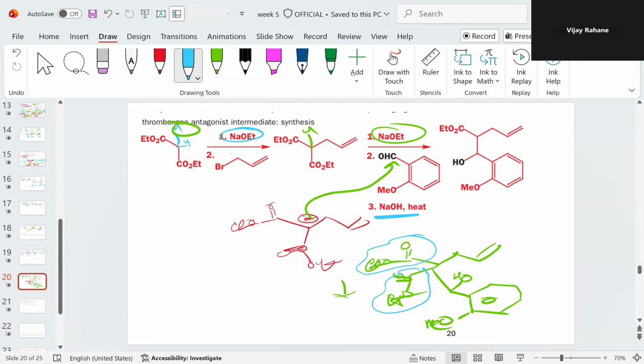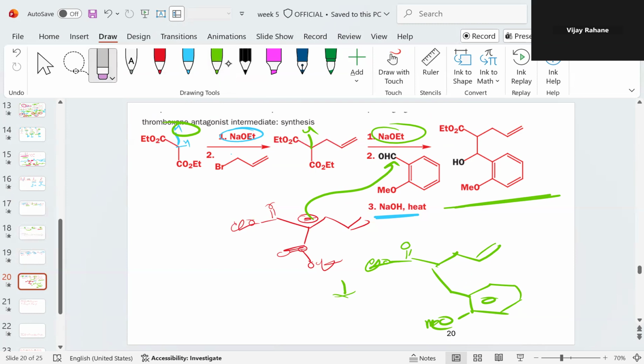So what happens in terms of NaOH and the base? The decarboxylation reaction, as mentioned earlier, occurs, and we get the elimination of this entire group in the presence of NaOH and heat. So we get our target molecule in these three steps. If you draw this hydroxy group on this side for a better view, that's our target molecule.